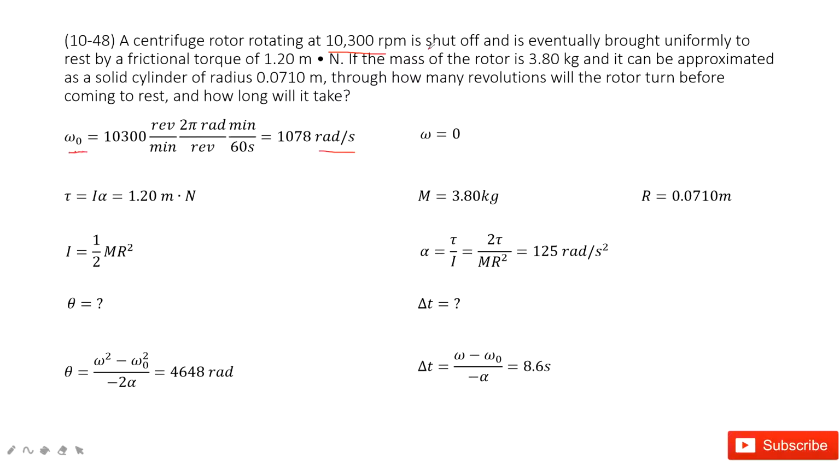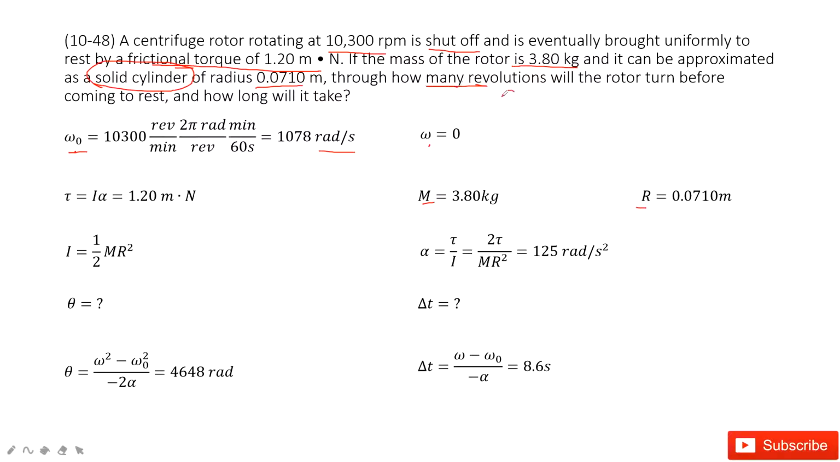And then it is shut off. So that tells us the final angular velocity is 0. And then the friction torque. This torque is given as 1.2 meter times Newton. And also the mass is given and the radius is given. It also tells us this is a solid cylinder. And then it asks through how many revolutions.